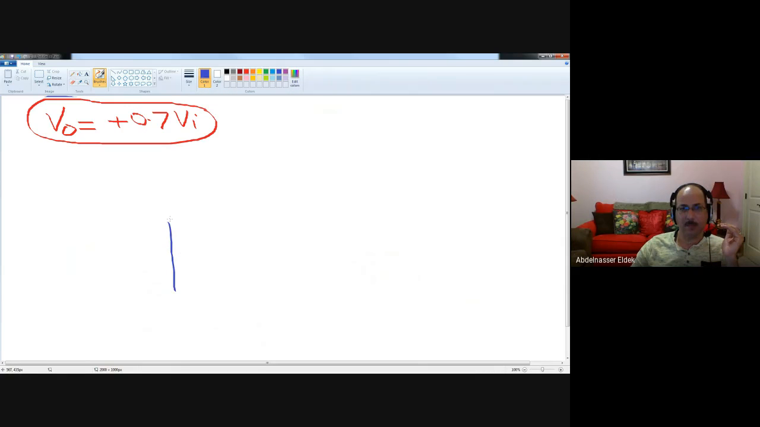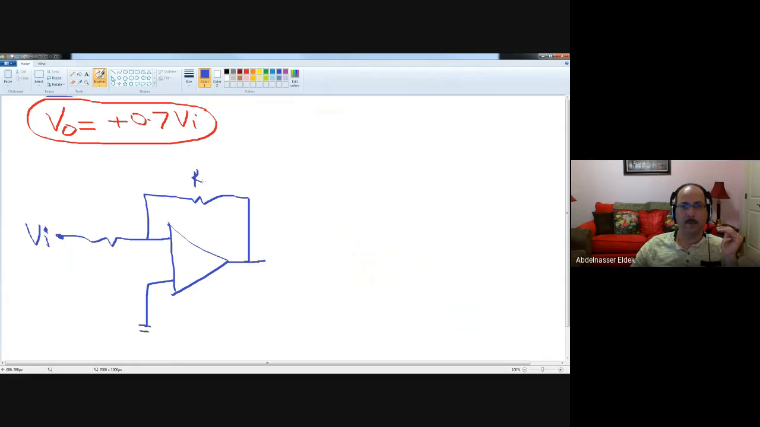So the inverting amplifier looks like this. This is connected to the ground, and this is connected to the input, which is VI. You can make it a source, of course, or you can just keep it like this. And there's another one here. So this is RF, and this is R1. Okay, and then you select the two values to give you 0.7.